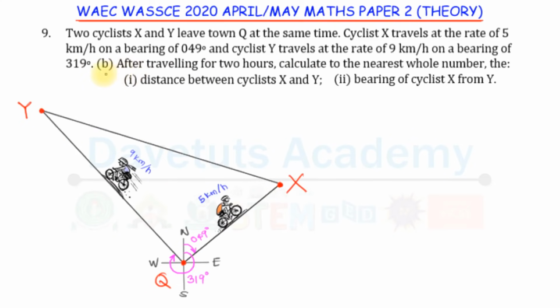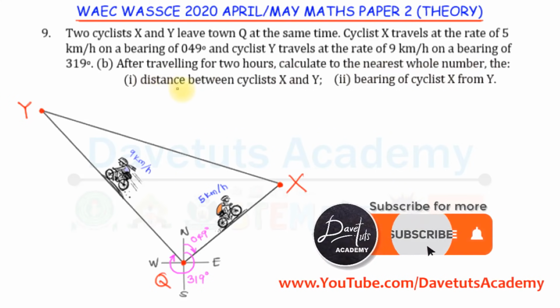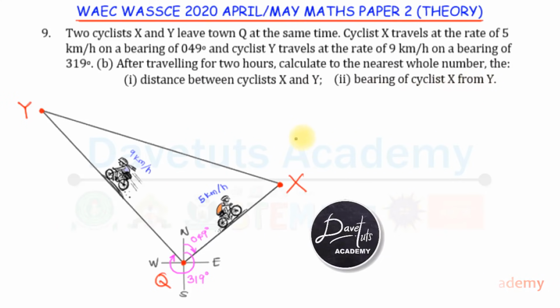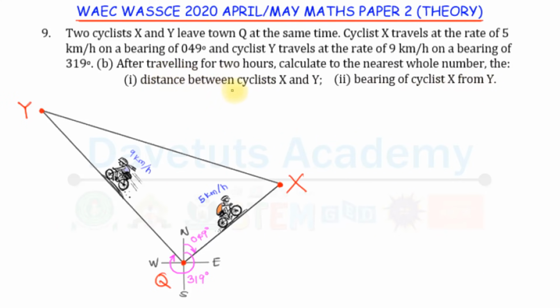So now, after looking at the first question, we are being told here that after traveling for 2 hours, we are to calculate to the nearest whole number the distance between cyclist X and Y and the bearing of cyclist X from Y. Let's take it piecewise. To get the distance between the cyclists, look at all the information we are given. We are given the speed, and now we are being given the time to be 2 hours. Now, by reason of understanding of speed, distance, and time, we know that speed is defined as distance over time.